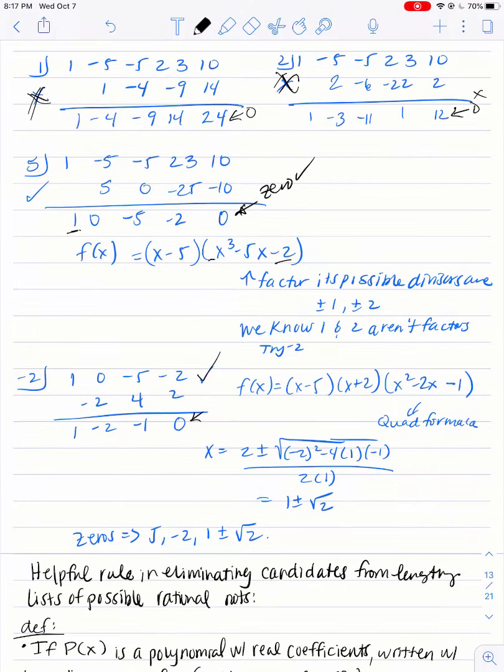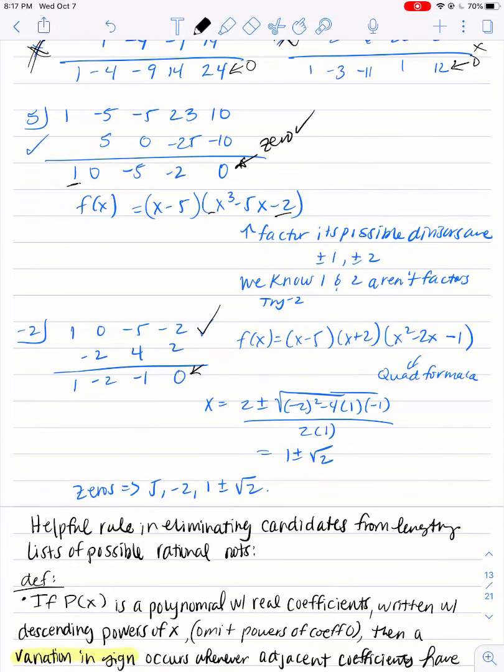So now I have x minus 5 times x plus 2 as my factor, and I'm left with x squared minus 2x minus 1. That's something I know how to do. If I try to factor it, it doesn't work, but I can use the quadratic formula. I do that, and I get 1 plus or minus square root 2. So we know that our zeros are 5, negative 2, and 1 plus or minus square root 2.